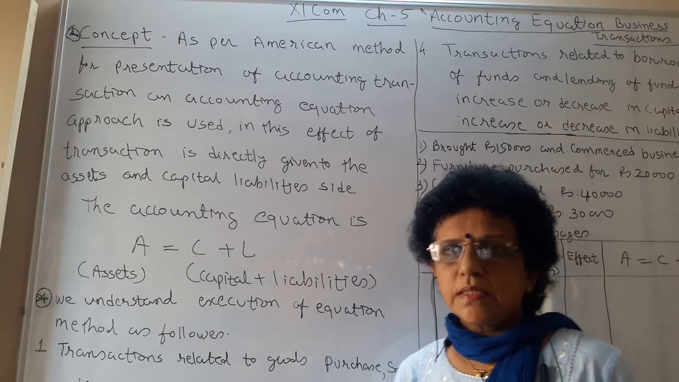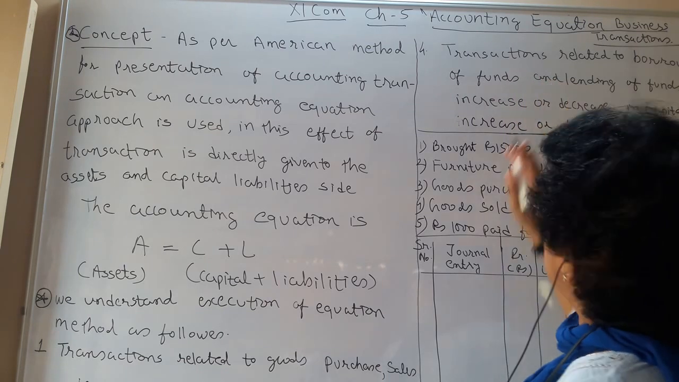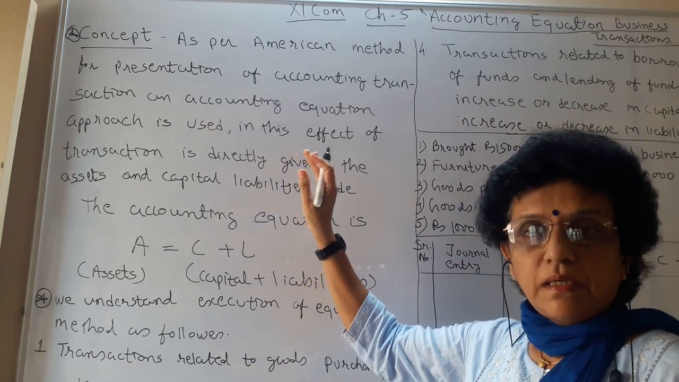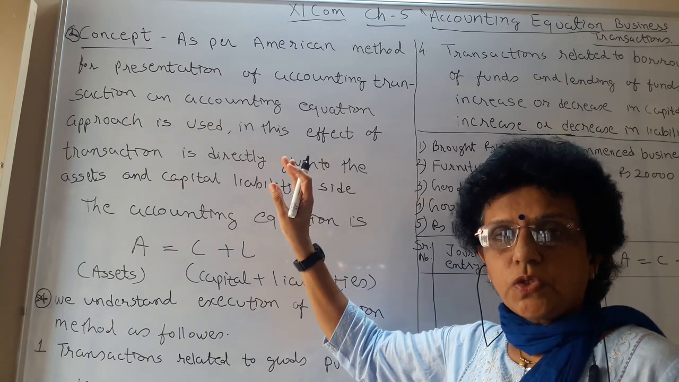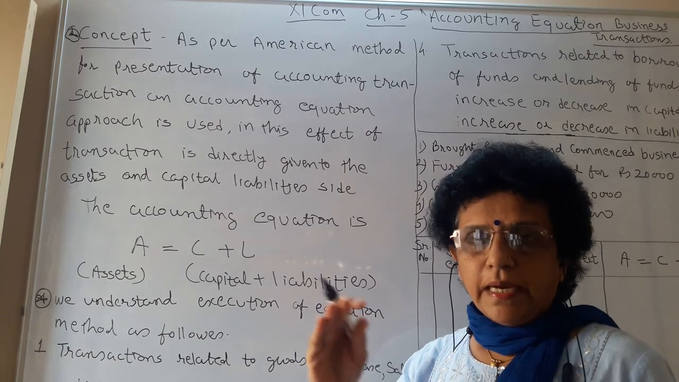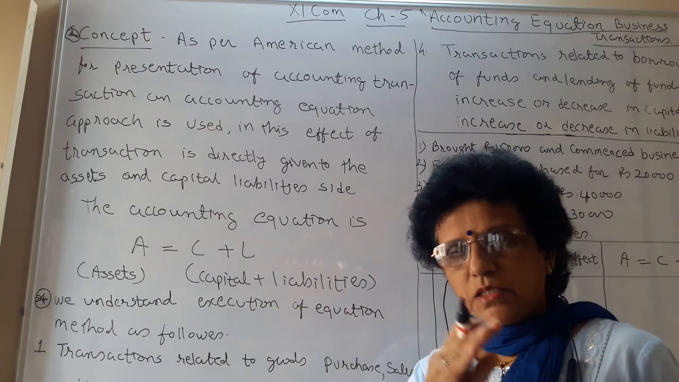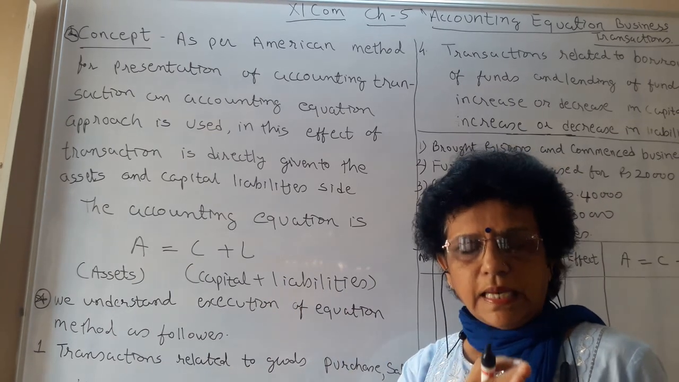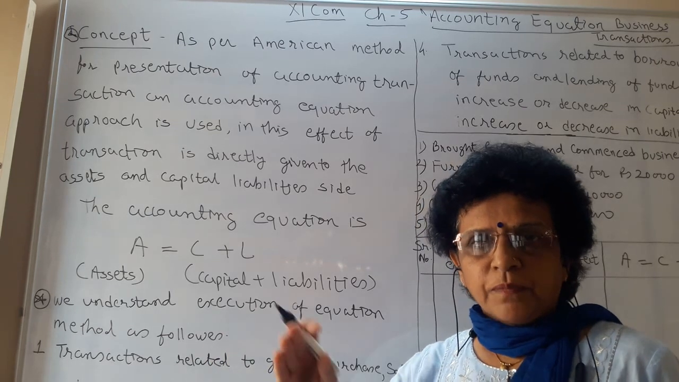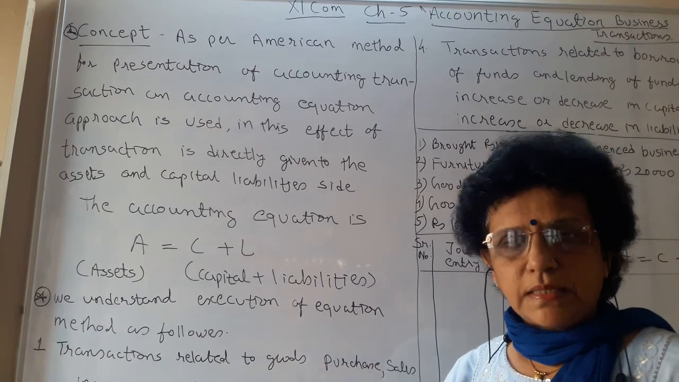Good morning, students. Now let us begin with chapter 5, Accounting Equation of Business Transaction. Here, as per the American concept, they want to show the accounting transaction in the equation form, and how in an equation we record the transaction just by showing the effect in asset is equal to capital plus liability. So this is another important way of expression of business transaction.